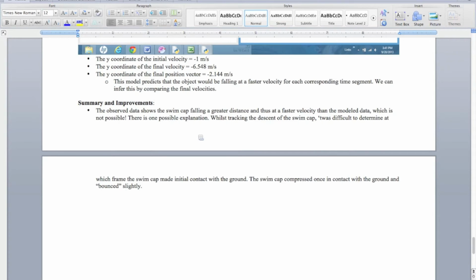There is one possible explanation though. While tracking the descent of the swim cap, it was difficult to determine at which frame the swim cap made initial contact with the ground because the cap compressed once in contact with the ground and bounced slightly.